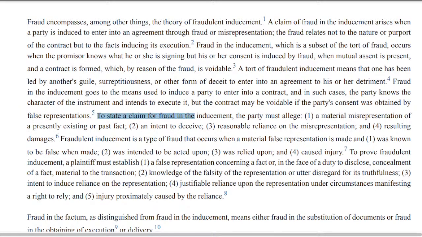To state a claim for fraud in the inducement, the party must allege 1. A material representation of a presently existing or past fact. 2. An intent to deceive. 3. Reasonable reliance on the misrepresentation. And 4. Resulting damages. So, let's allege all of these, it looks like.